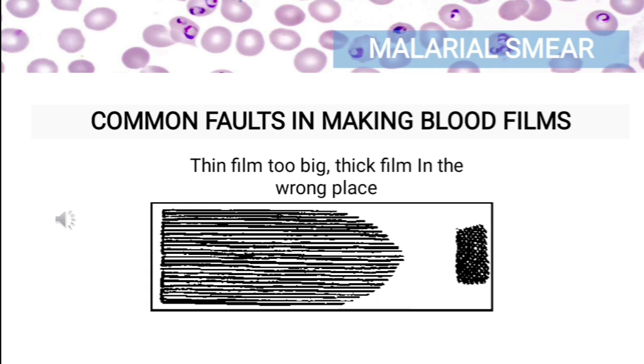Lastly, we have the thin film being too big while the thick film is in the wrong place. If the thin film is too large, the thick film will be out of place and may be so near the edge of the slide that it cannot be seen through the microscope. During staining or drying, portions of the thick film will probably be scraped off by the edges of the staining trough or drying rack. It may be very difficult or impossible to position the thick film on the microscope stage so that it can be examined.